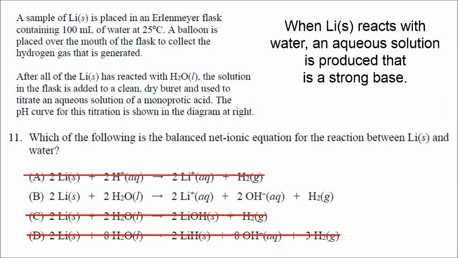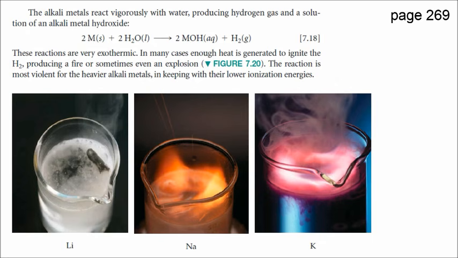And if we go back to our textbook, back in chapter 7, here on page 269, they're showing you that the alkali metals react with water to produce hydrogen gas and a solution of an alkali metal hydroxide.